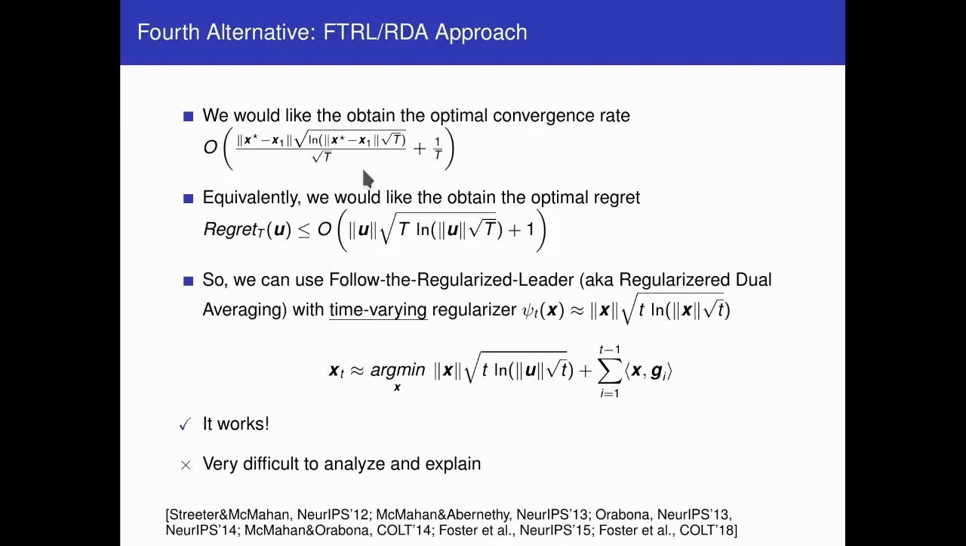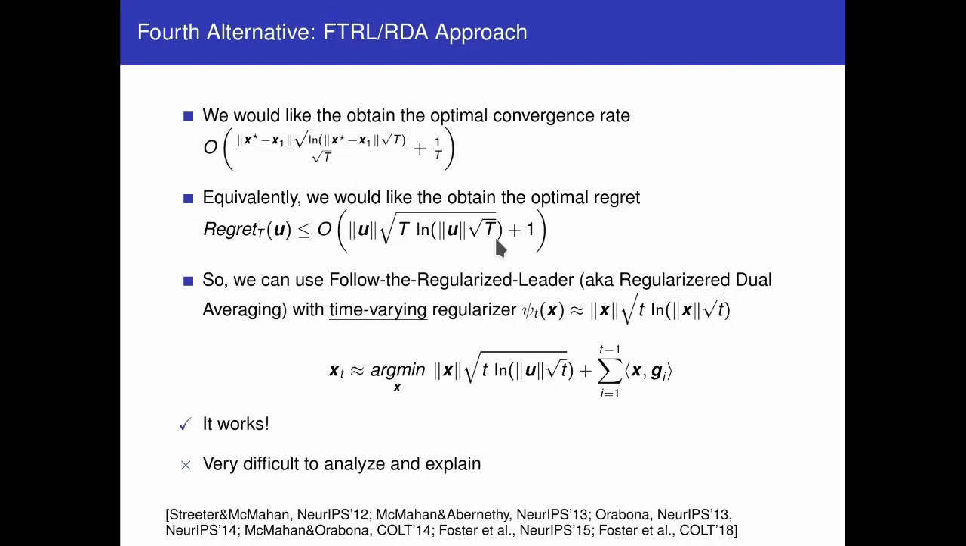So the idea is that you start from the convergence rate that you would like to obtain, and then you look at the corresponding regret guarantee, okay? In the sense that if you have this regret guarantee with respect to any u, then if you do the online to stochastic conversion, you go back exactly to this convergence guarantee.